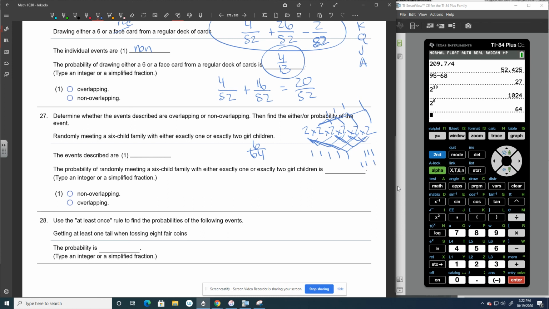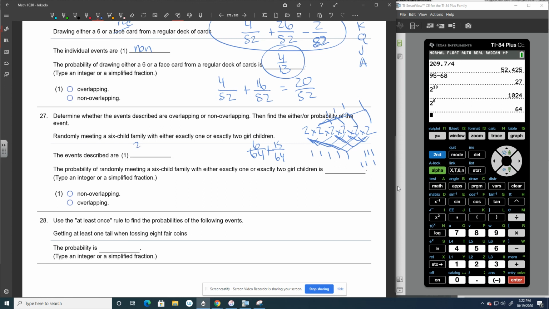So you've got 1, 2, 3, 4, 5, 6, 7, 8, 9, 10, 11, 12, 13, 14, 15 different ways that you could have 2 girls. So there's only 6 different ways you could have 1 girl. There's 15 different ways you could have 2 girls.